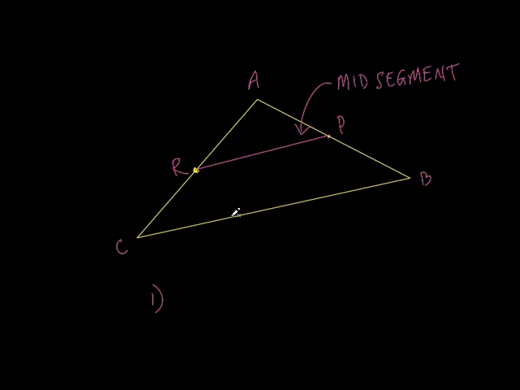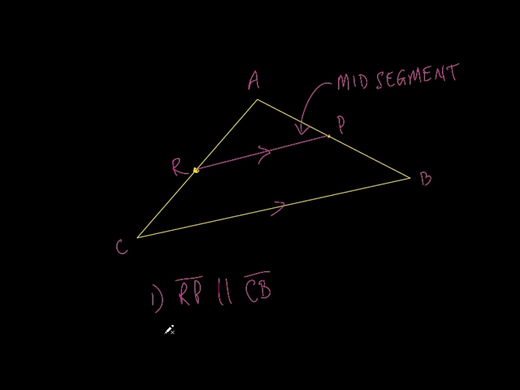So I went A, B, C, and then this is just R, P. So what do you think is true then about them being parallel? Line segment RP is parallel to what? CB. So that's one thing we know.